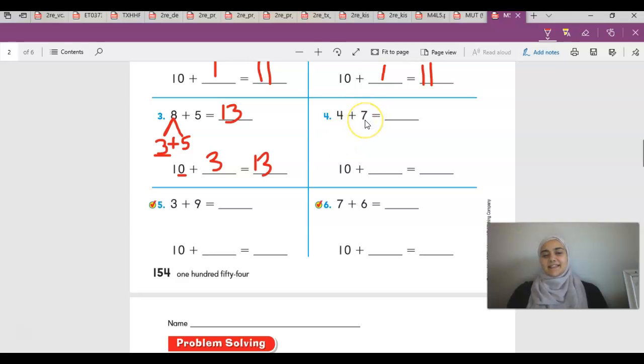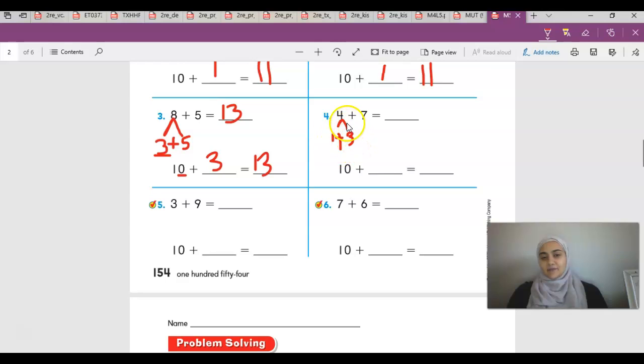How about here? We can say 7 plus what is 10? 7 plus 3 is 10. Very good. So we can break this into a 3. And then here, 3 plus what is 4? 3 plus 1 is 4.